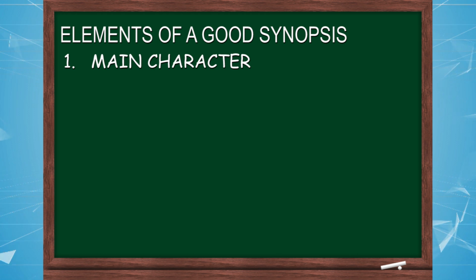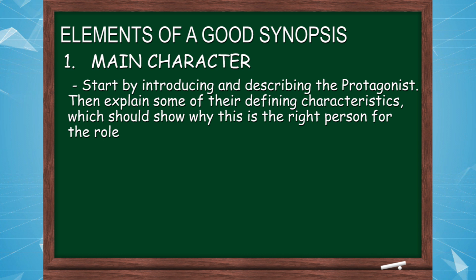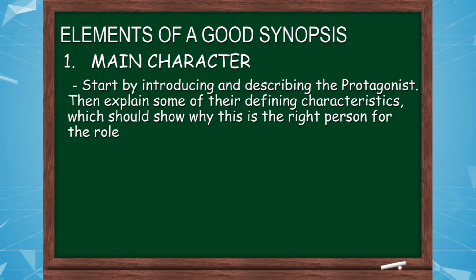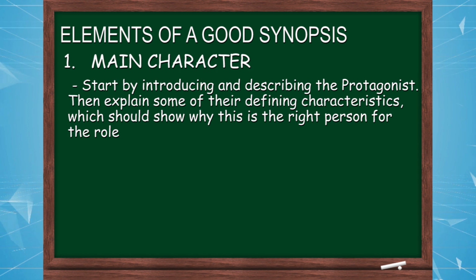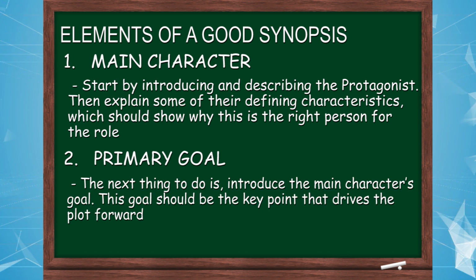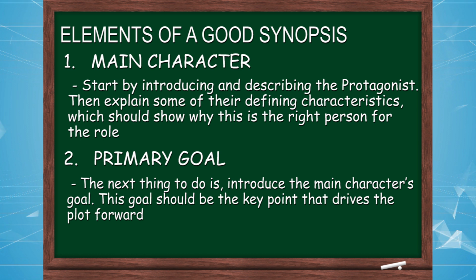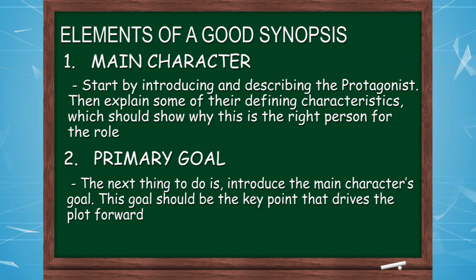Number 1. Main character. Start by introducing and describing the protagonist, then explain some of the defining characteristics which should show why this is the right person for the role. Number 2. Primary goal. The next thing to do is introduce the main character's goal. This goal should be the key point that drives the plot forward.